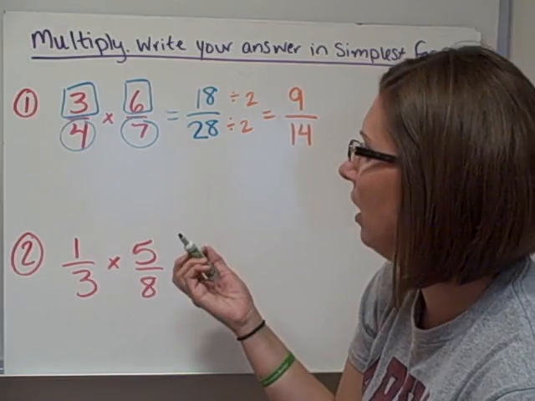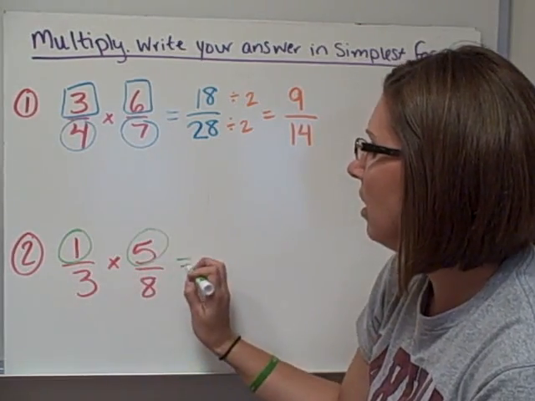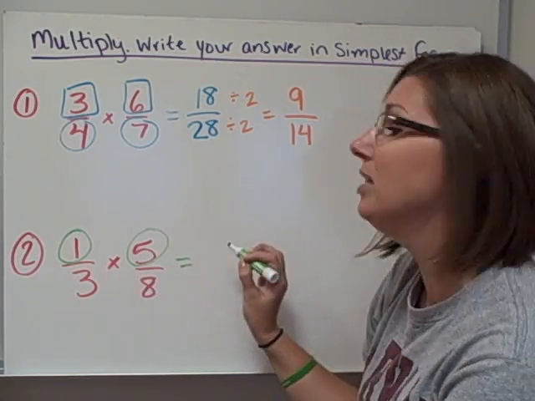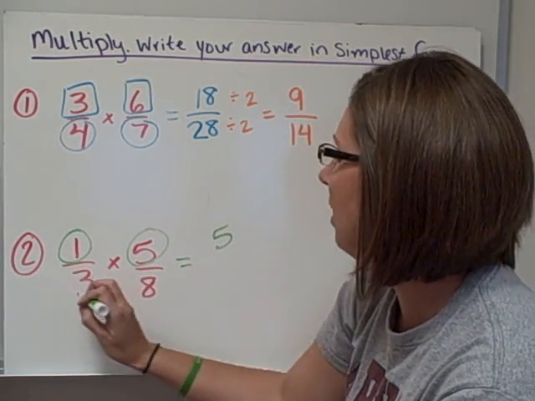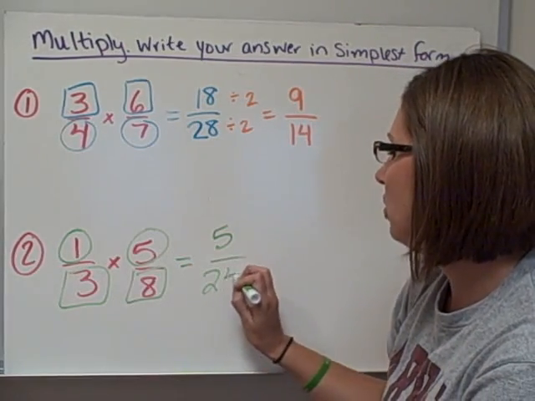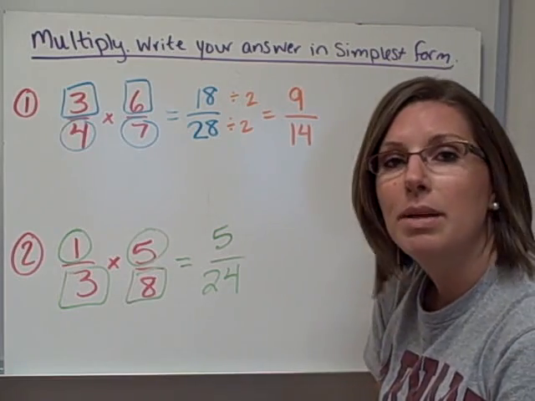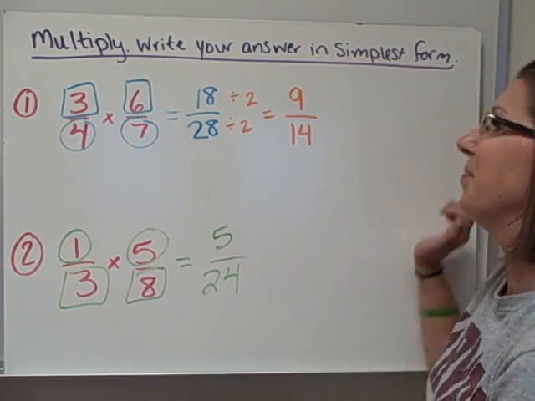With example 2 here, I will simply multiply my numerators. 1 times 5 is 5. And then multiply my denominators. 3 times 8 is 24. And then I take a look at it and this cannot be simplified anymore, so I'm done.